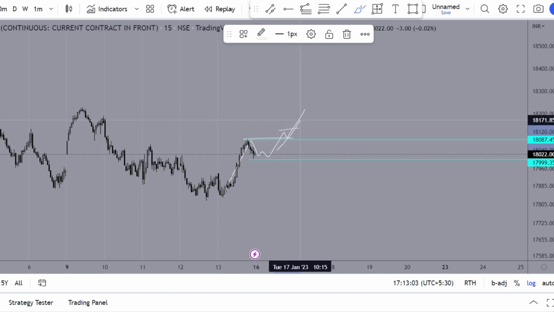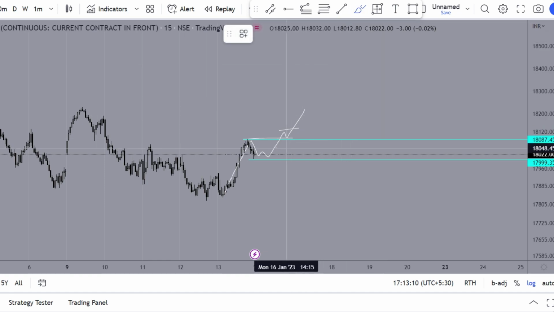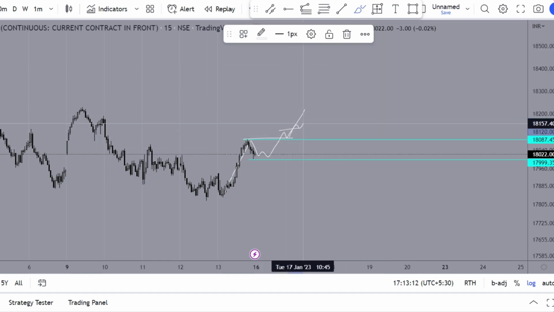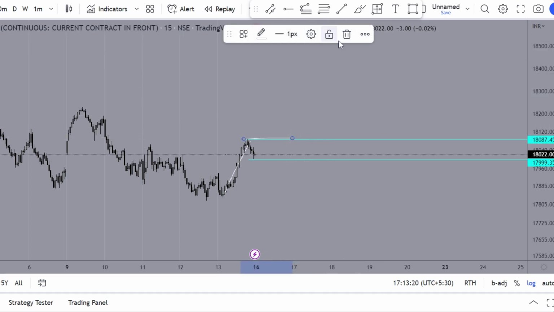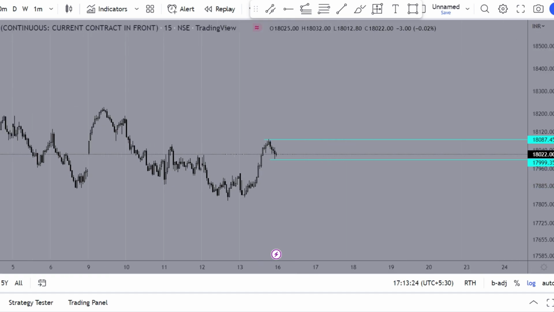It may be possible that you get a pullback here or here. Just wait for that. Be patient in entering the position. Do not haphazardly jump into the trade. This would be a very good position to enter on the long side on indices.